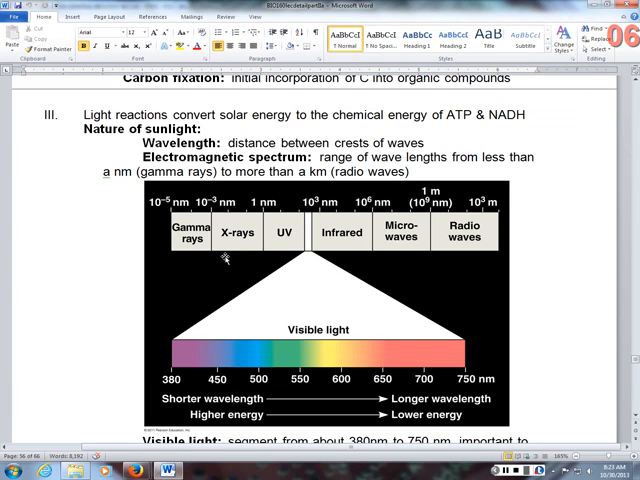Like from an earthquake? Sound waves? Yeah, the sound waves are going to be way over here. Yeah, way even up on this side in there.